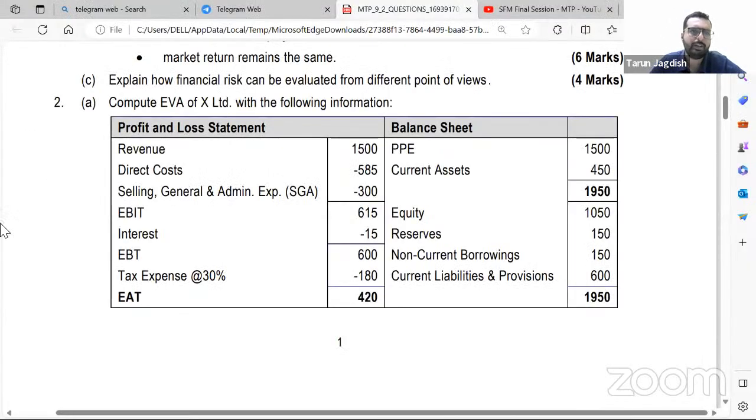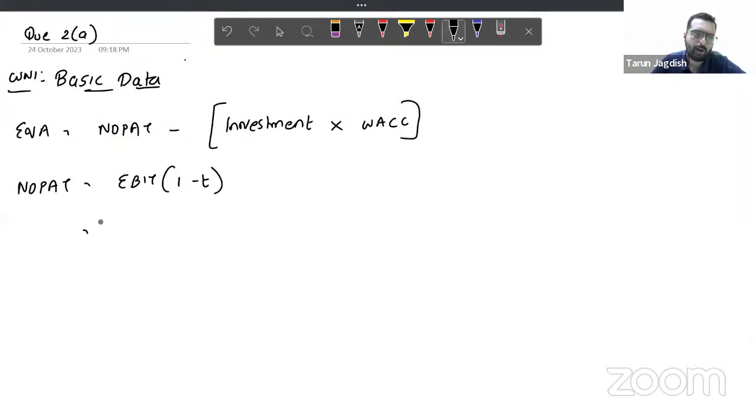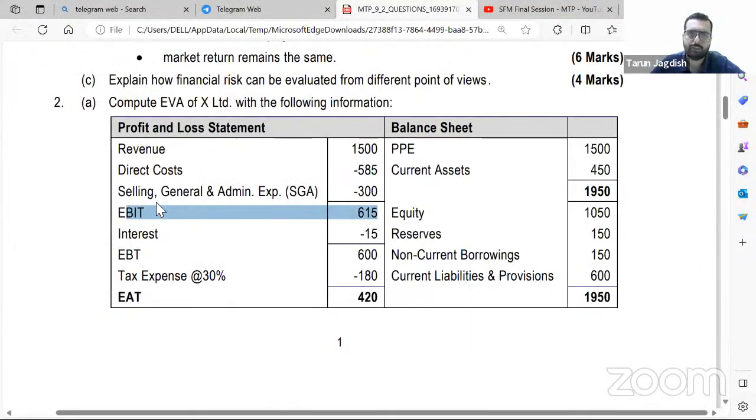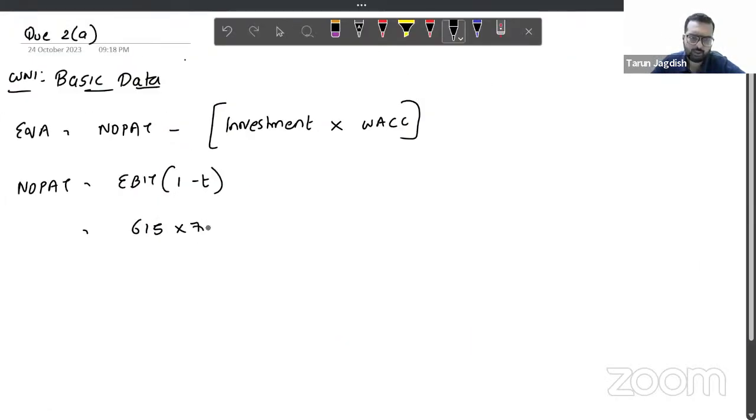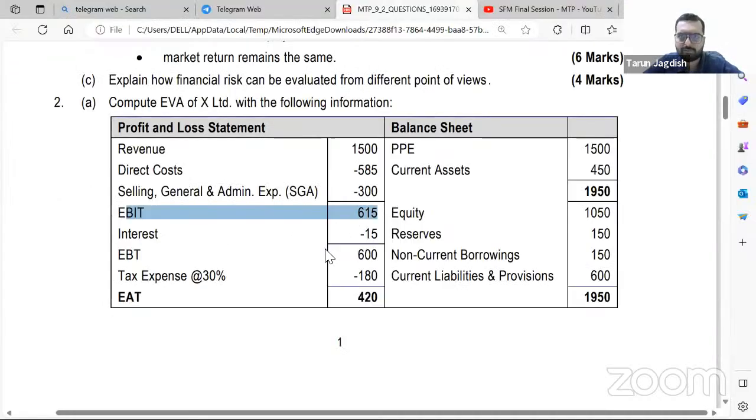So here, you tell me, they have given this 615. That is actually EBIT before tax, correct? So how do you find out NOPAT? NOPAT will be EBIT into 1 minus tax. So that will be 615 into how much percentage? 70 percentage. So now tell me what's the answer you get. Do you get the answer as 430.50? Correct.